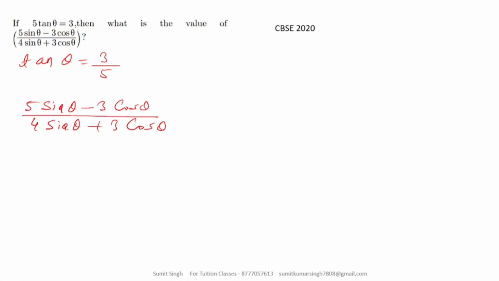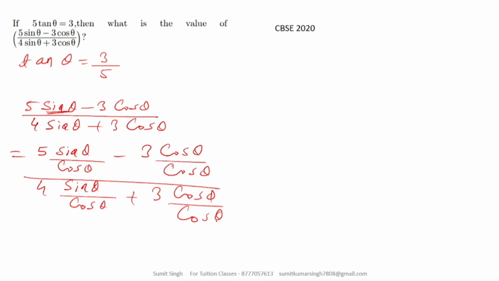So if you look closely, if we divide sine theta by cos theta, then we'll get the value of tan theta. After that, we can simply substitute the value of tan. So now we are going to divide by cos theta in each term in the numerator as well as the denominator. Then we will have 4 sine theta by cos theta plus 3 cos theta by cos theta. One more thing, these cos and cos will cancel out.